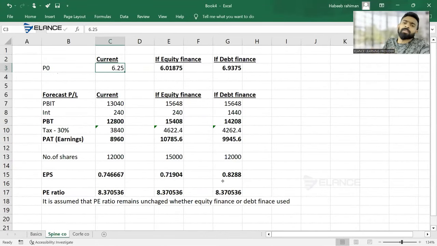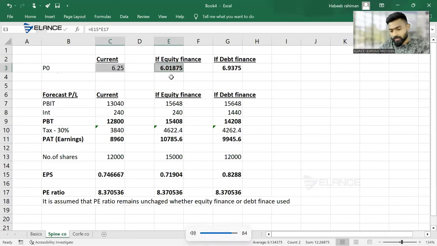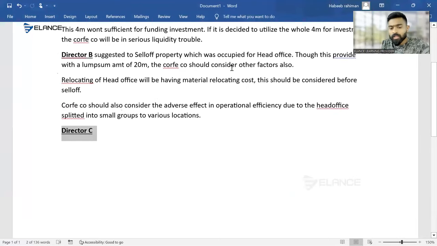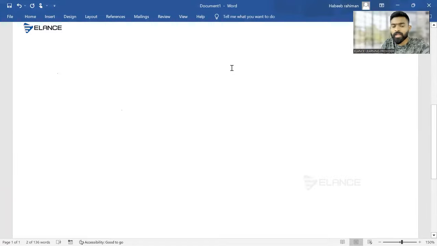Now we need to comment on financial basis. Tell me, current share price is 6.25. If we go for equity finance, what is happening at the shareholders level? Is it increasing or decreasing? Shareholders' wealth is going to decrease. The shareholders will be facing capital value loss. So we will recommend debt finance. I'll give you a small idea on how to write this.